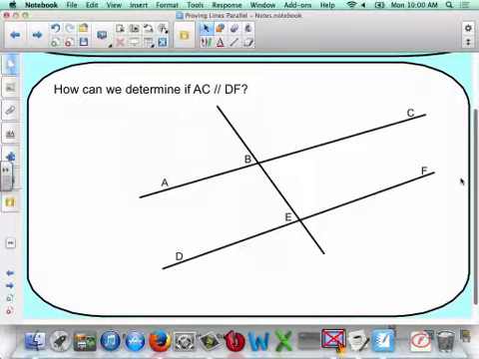Well, they look like they're parallel. How can I guarantee that they're parallel? What do you mean by that? Give me an example, Brandon. Well, those are segments, not angles. Those are points.